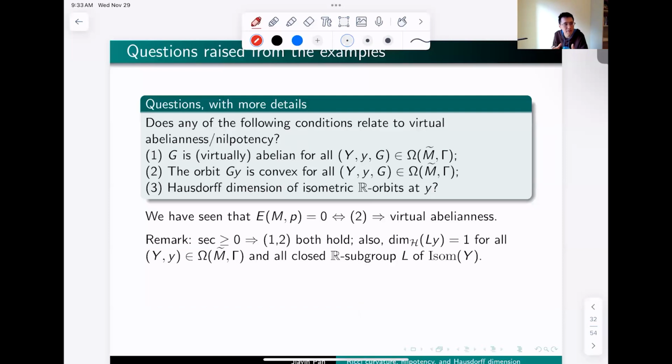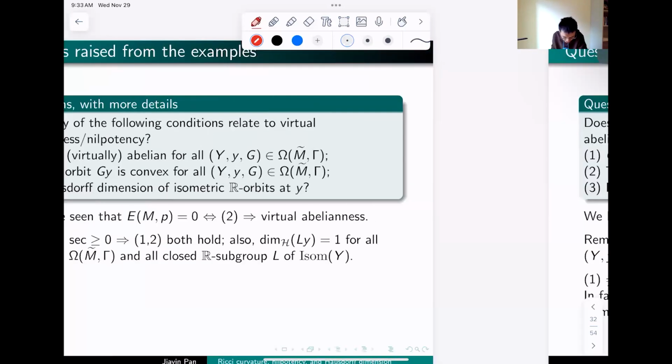Because if you have non-negative sectional curvature, you blow it down, it's a metric cone. On a metric cone, you're not going to have crazy things happening over there for R actions.